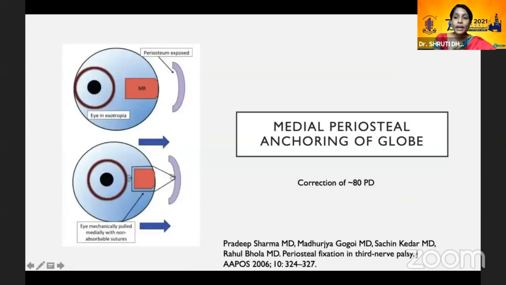The other option, when there are very high deviations like 80 prisms or more, is a medial periosteal anchoring. Here we anchor the entire globe to the periosteum. This was done by Sharma sir. We do a transcutaneous incision at the medial orbital wall, and then we take 2 non-absorbable sutures there, and then we go through the medial conjunctiva and pull the sutures out, and then we anchor them in front of the medial rectus and tie them so that the globe is physically moved to the primary position.